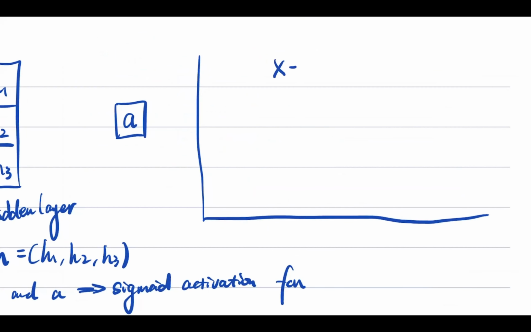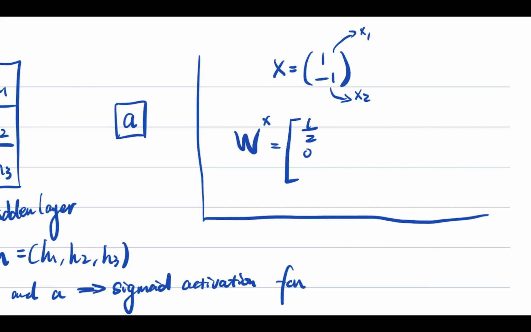X is equal to 1 and negative 1. It's in a matrix format. So if you compare this matrix to the diagram, the first one is going to be X1, the second one is going to be X2. Okay, it's very straightforward. And this WX is going to be 1 over 2, 0, 1, 1 over 2, 1, 0, okay? And WH right here is going to be negative 1, 1 over 2, 1 over 2.